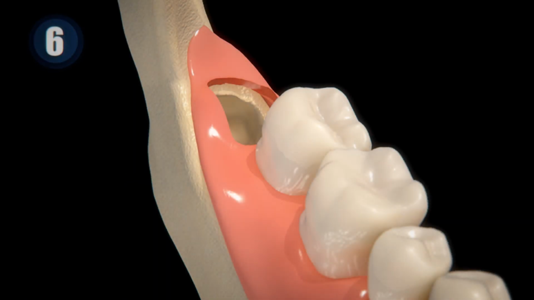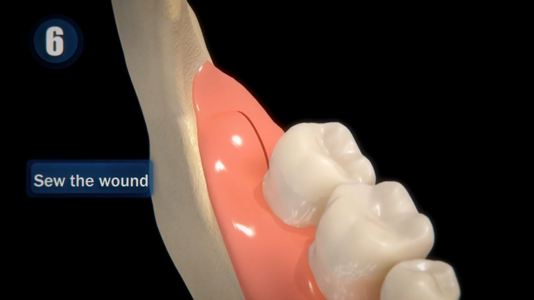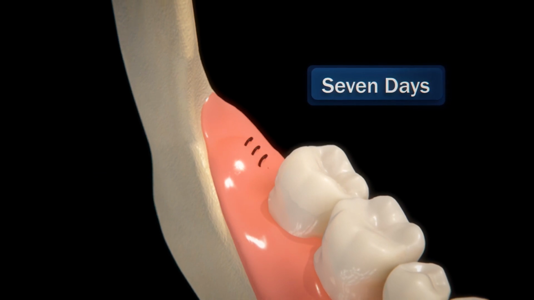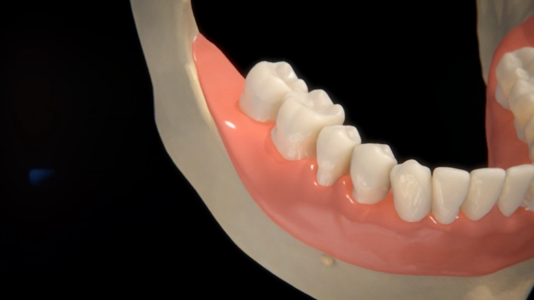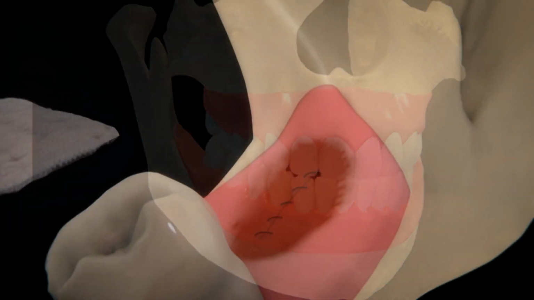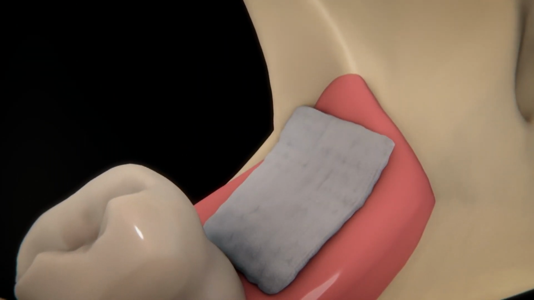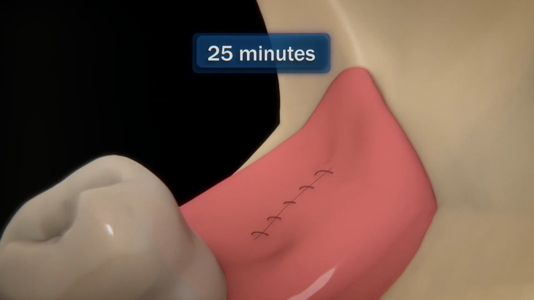According to each case, the dentist will decide whether or not to sew the wound. If he does, the stitches must be removed after approximately 7 days. However, the total regeneration of the bone and tissue can take around 6 months. In some cases, the dentist will only place a gauze in the extraction area for about 25 minutes so that the bleeding area can clot and heal faster.